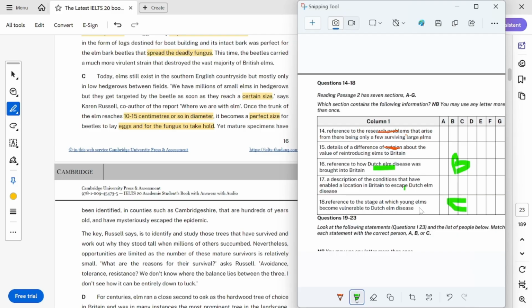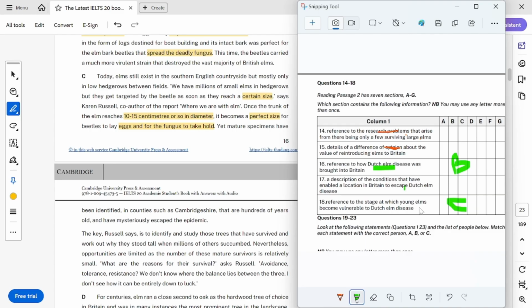For question number 14, reference to the research problem that arises from there being only a few surviving large elms. Look at question number 14. Here the research problem arises from there being only a few surviving large elms. What is the important idea? Research, few surviving large trees.